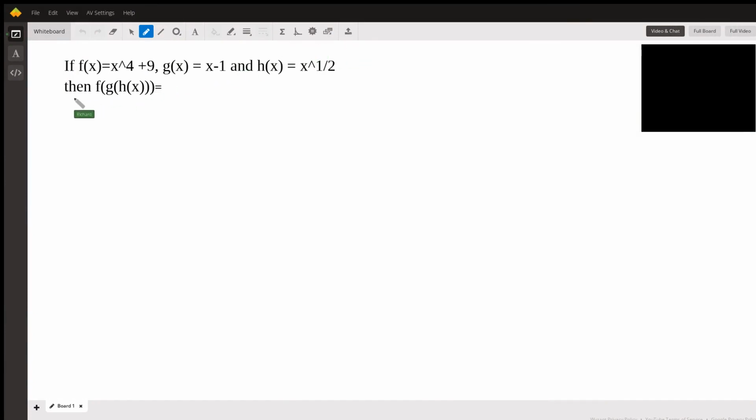This is a topic called composite functions. It's usually covered in Algebra 2. Let me just start by copying it out.